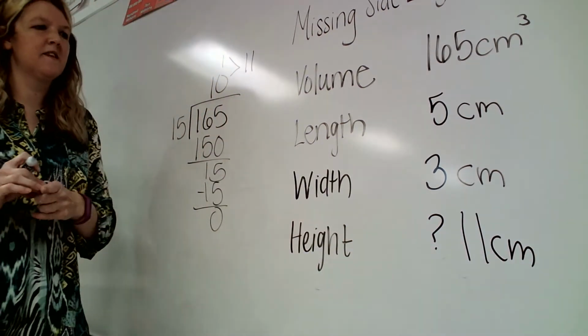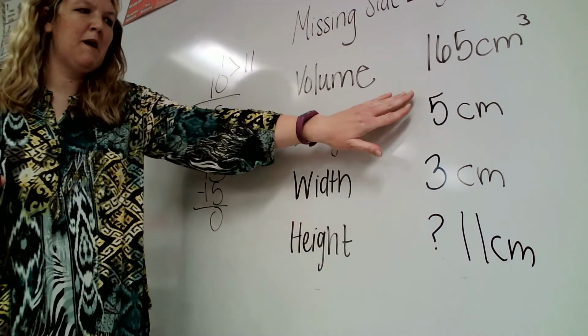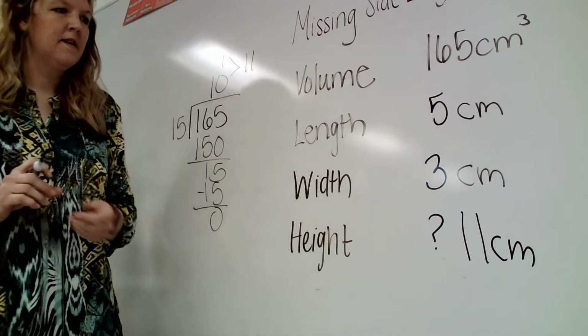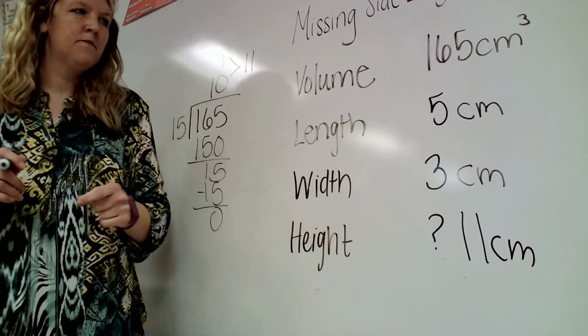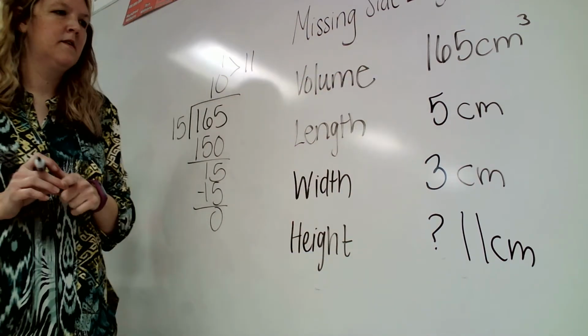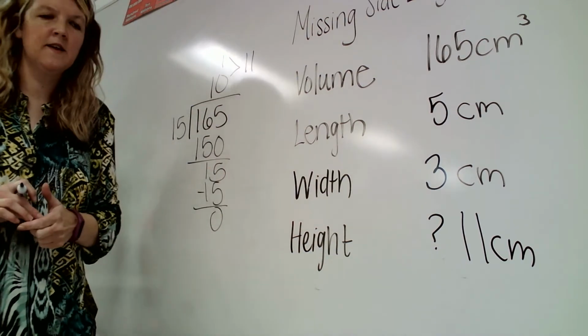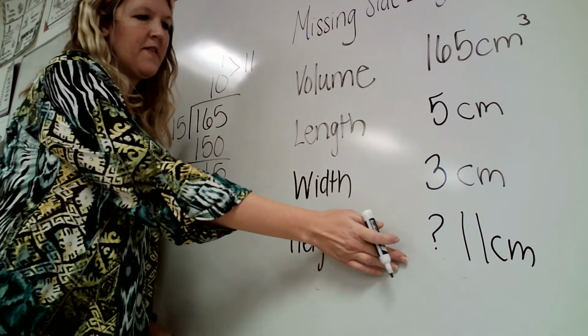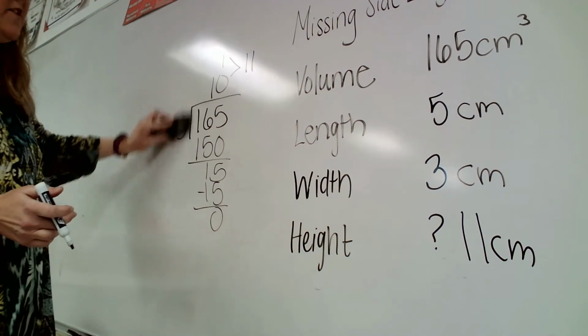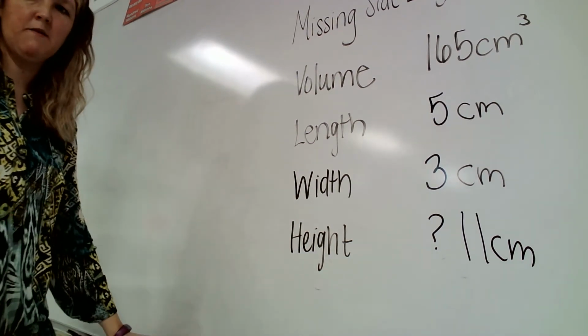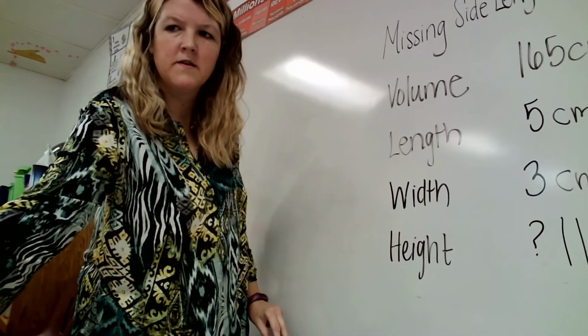So I can check this. I know for volume, I multiply the length times the width times the height. So if I multiply all three of these, then I should get 165. So I'm going to do 5 times 3. That gives me 15. And then I'm going to multiply that by 11 to see if I get 165. So I'm going to go ahead and just use an area model to kind of review that with you.